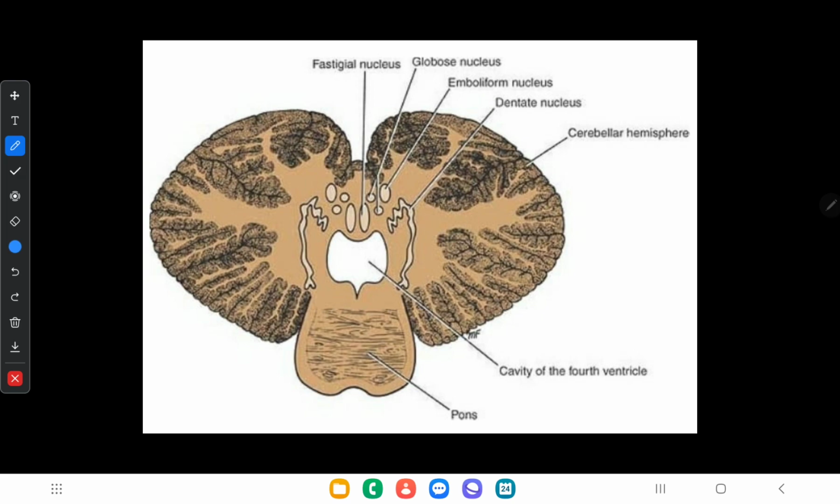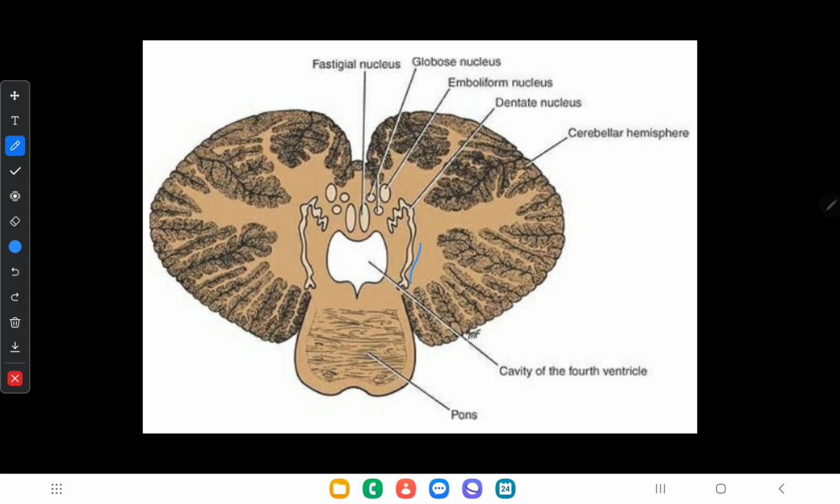There are 4 nuclei on each side of the midline. From lateral to medial: dentate nucleus. This is the dentate nucleus. Then you have the emboliform nucleus. Then you have the globose nucleus. These two are the globose nucleus. Then in the midline, you have the fastigial nucleus. From lateral to medial: dentate nucleus, emboliform nucleus, globose nucleus, and fastigial nucleus.